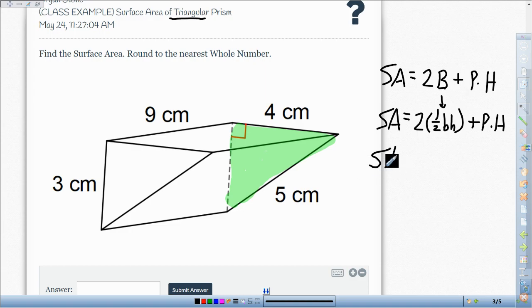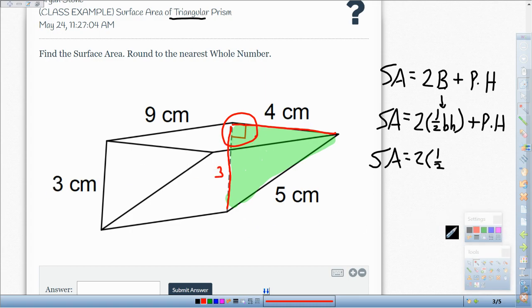Okay, other big thing, making sure we get our numbers in the right spots. The base and the height of the triangle, remember, are at a right angle. The segments that make that right angle, this one and this one, are the base and the height. We can see one of them's a 4, and over here we can see the other one's a 3. So that is what needs to be plugged in here. Times 4 times 3.